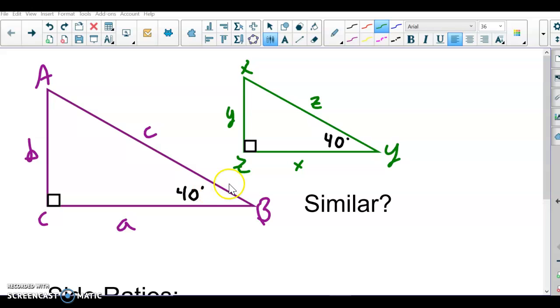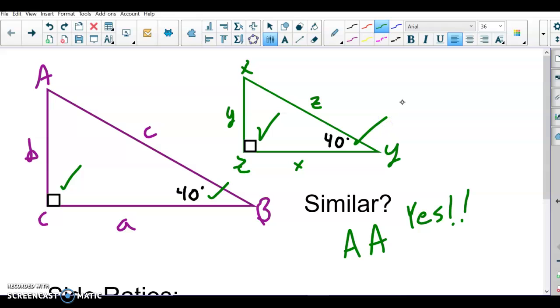But both of these have an angle of 40. So the first question we have to ask ourselves is, are they similar? And yes, they are. And you know they are similar because of angle. We have a right angle, we have a 40-degree angle, 40-degree angle. So they're similar.